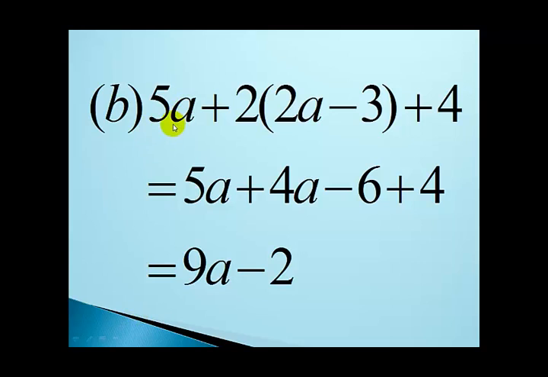Now, if you are given 5a plus 2 into bracket 2a minus 3, plus 4, how do we simplify this? We have to expand the bracket, we have to open up the bracket. Now we have 5a plus 2 times 2a is 4a, 2 times minus 3 is minus 6, plus 4. Now minus 6 plus 4 will give us minus 2, and 5a plus 4a will give us 9a.